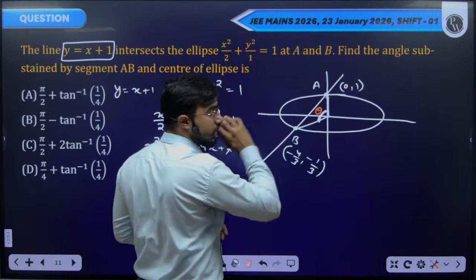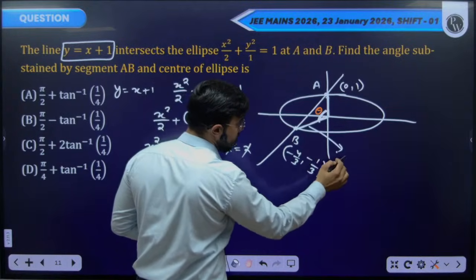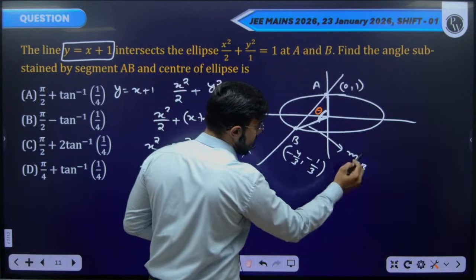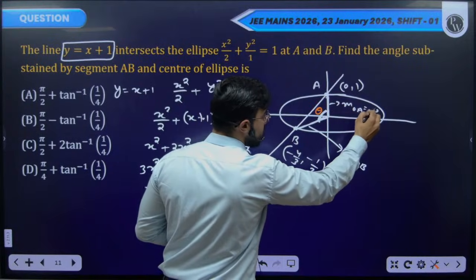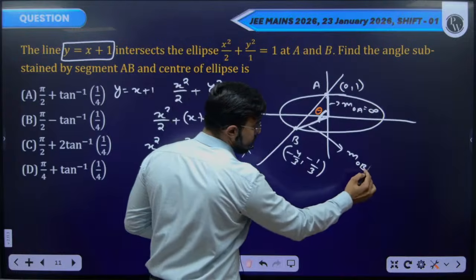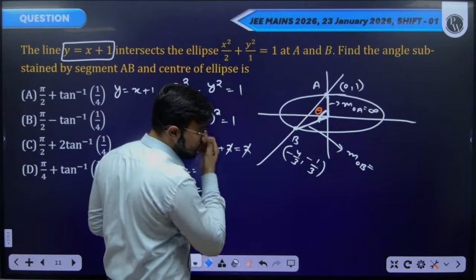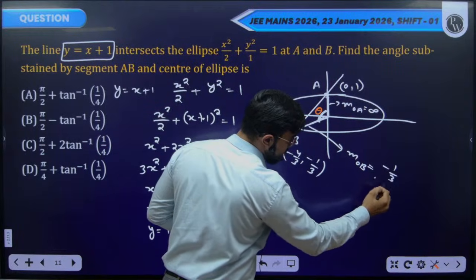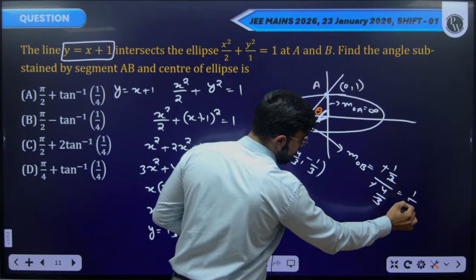The slope of this line is infinity, and the slope of this line is m OB. Slope of this line, m OA, is infinity, right? So the slope of line OB is y2 minus y1 upon x2 minus x1. This is nothing but minus 1 by 3 upon minus 4 by 3. Cancel it, so you will get 1 by 4.